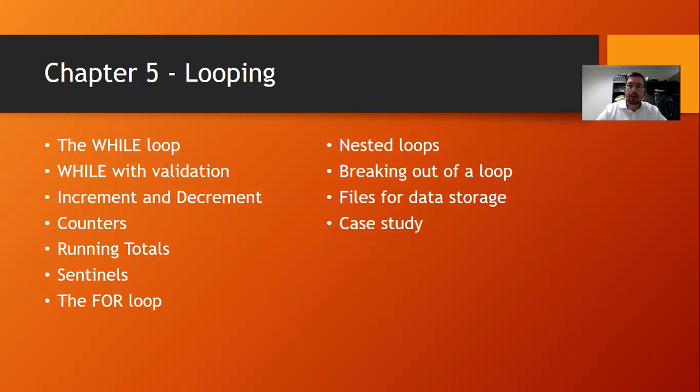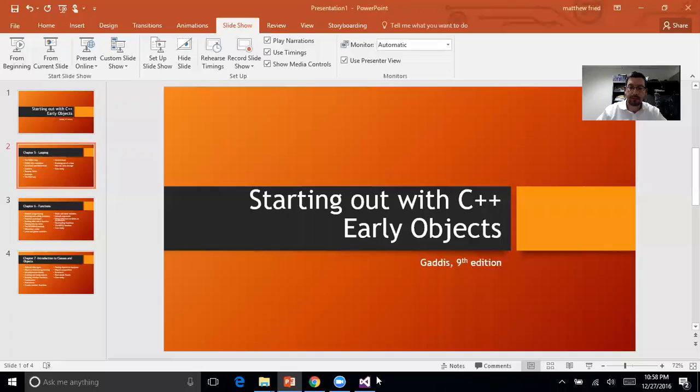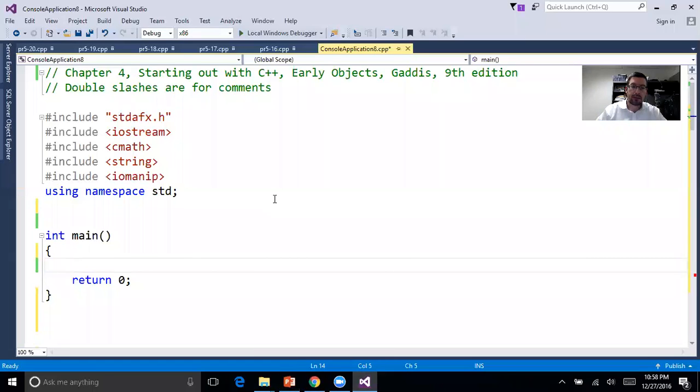Okay. We're now going to go to C++, Visual Studio, and see what we can do. Okay, so here is Visual Studio. We are on Chapter 5, starting out with Early Objects, C++, 9th edition. I have my include statements in here, and I have my using namespace, which is also a requirement, and I have my main. Main is the major function where everything is.